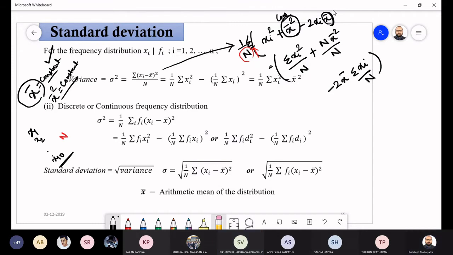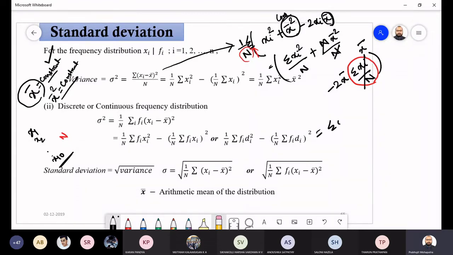Yes, sir. And sum of xi by n. What is this one? This is x bar, nothing but x bar only. So this is nothing but your x bar. So the last term will be minus 2 x bar square, and the middle term is x bar square. So x bar square minus 2 x bar square, what will you get?